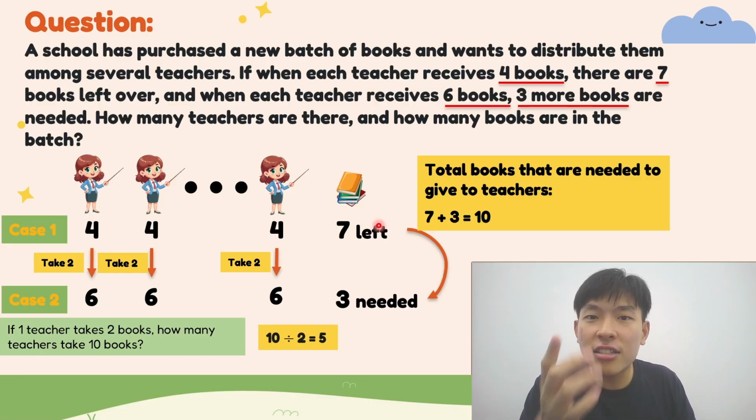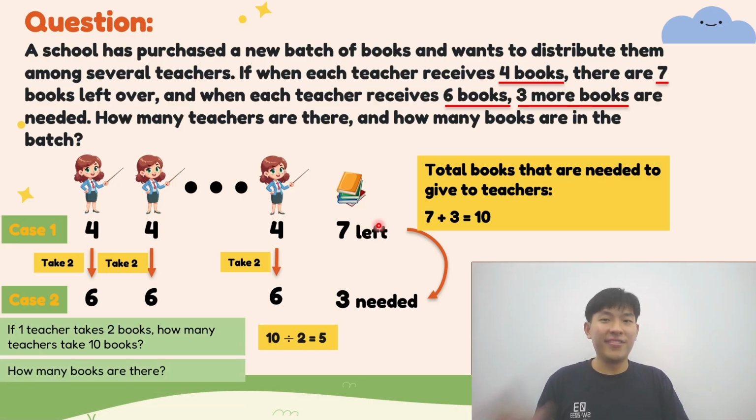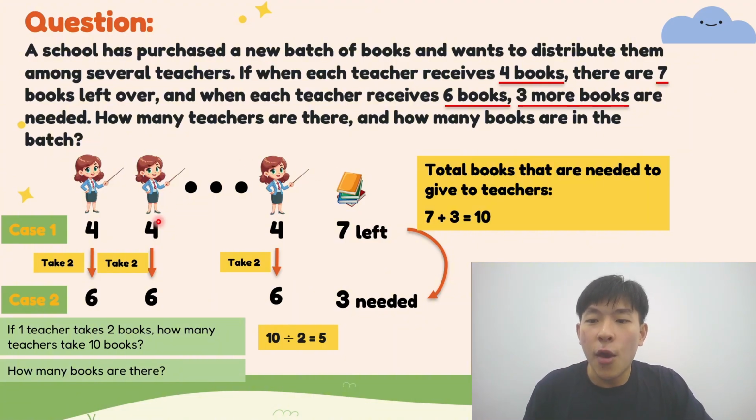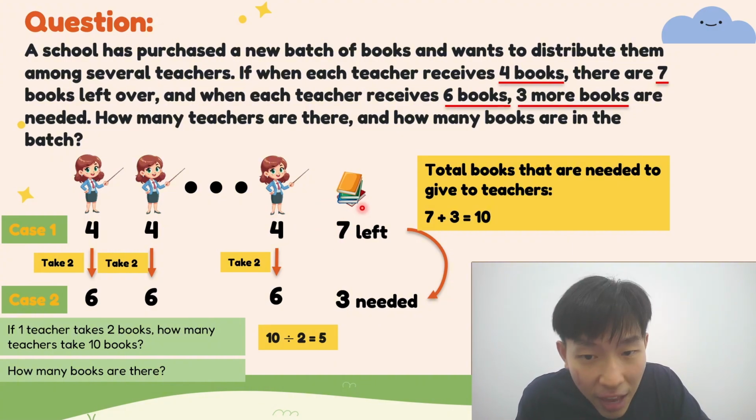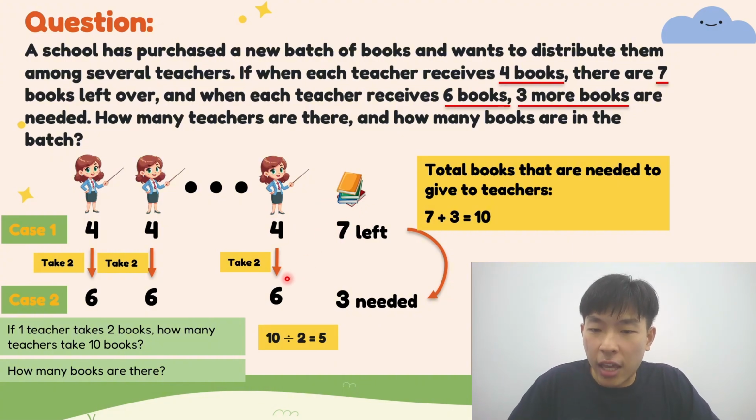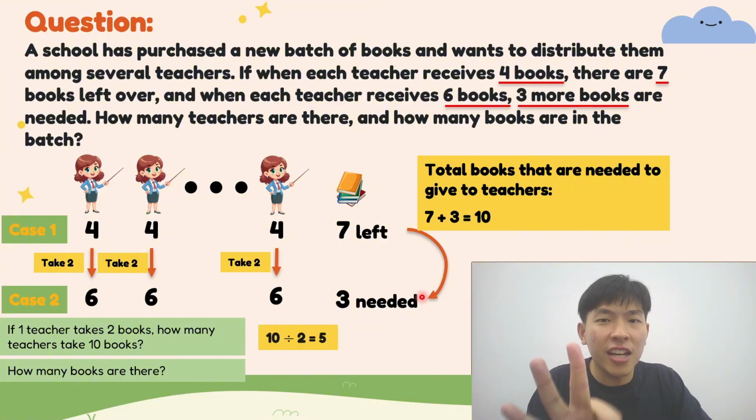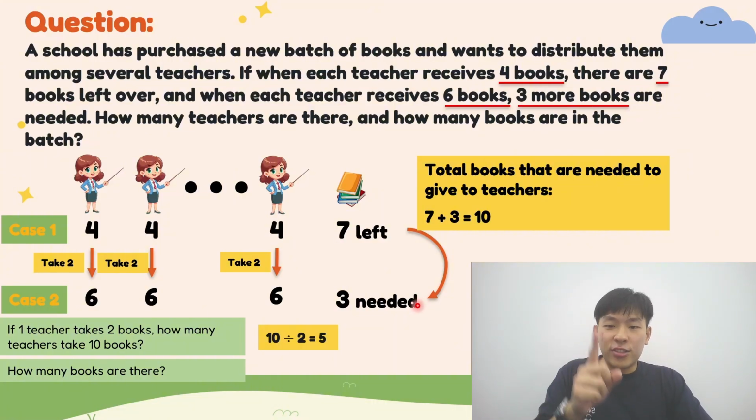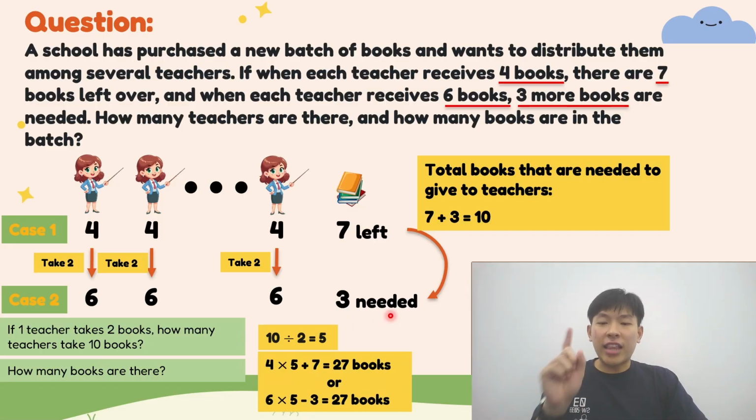If we have 5 teachers, how many books do we have? Yes, we have 2 different methods. First, we can take 4 times 5: the number of books every teacher receives, 4, times the number of teachers, 5. 4 times 5 and plus 7. Or, we can also take 6 times 5 minus 3, because there are 3 more books needed. We haven't given the 3 books yet. So there are 2 methods: 4 times 5 plus 7 equals 27, or 6 times 5 minus 3.